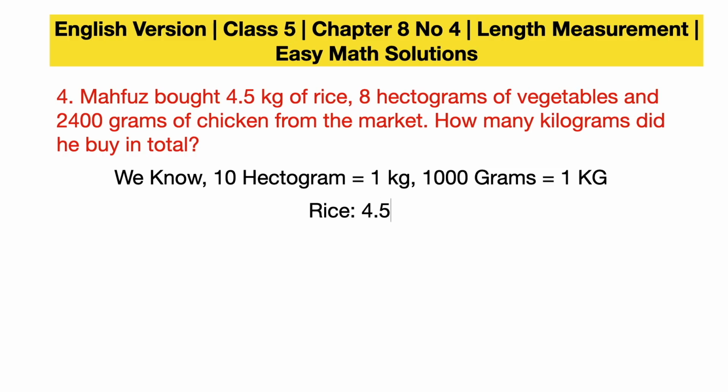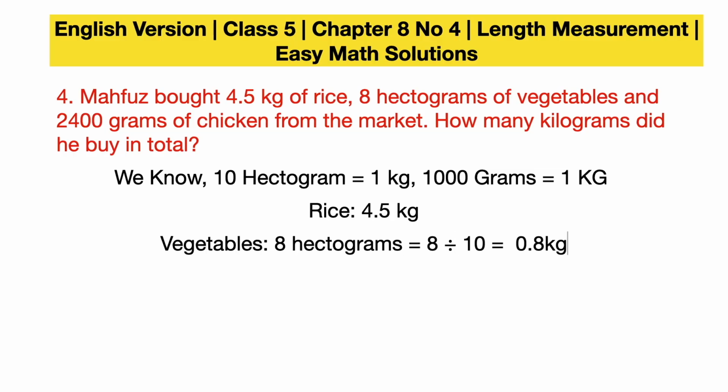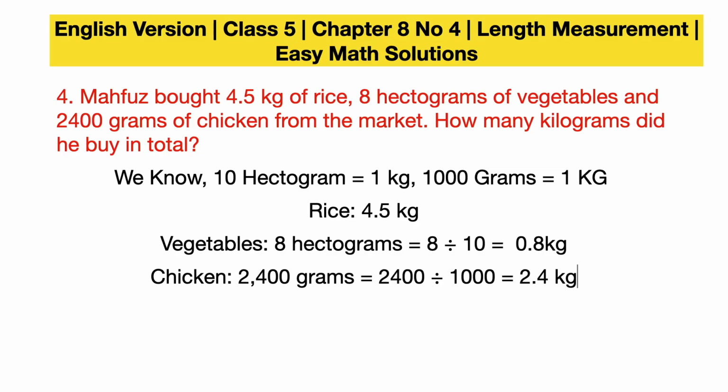Then we convert: rice 4.5 kg is already in kg, and 8 hectograms of vegetables, that means 8 divided by 10 equals 0.8 kg, and 2400 grams of chicken, if we divide by 1000, that means 2.4 kg. Then he bought in total 4.5 plus 0.8 plus 2.4 equals 7.7 kg.